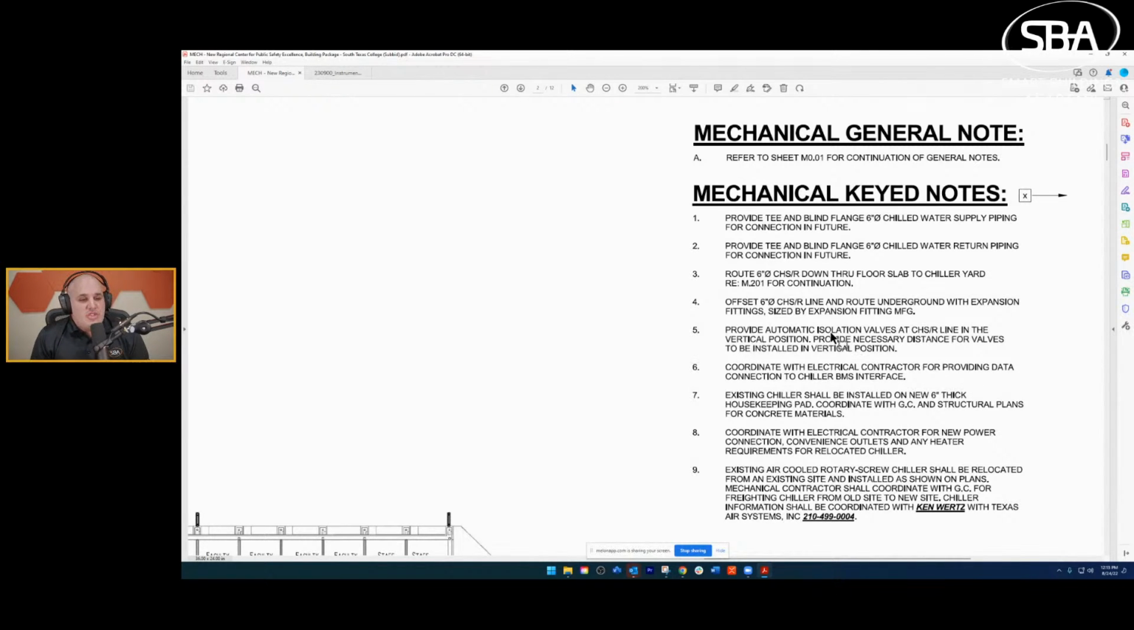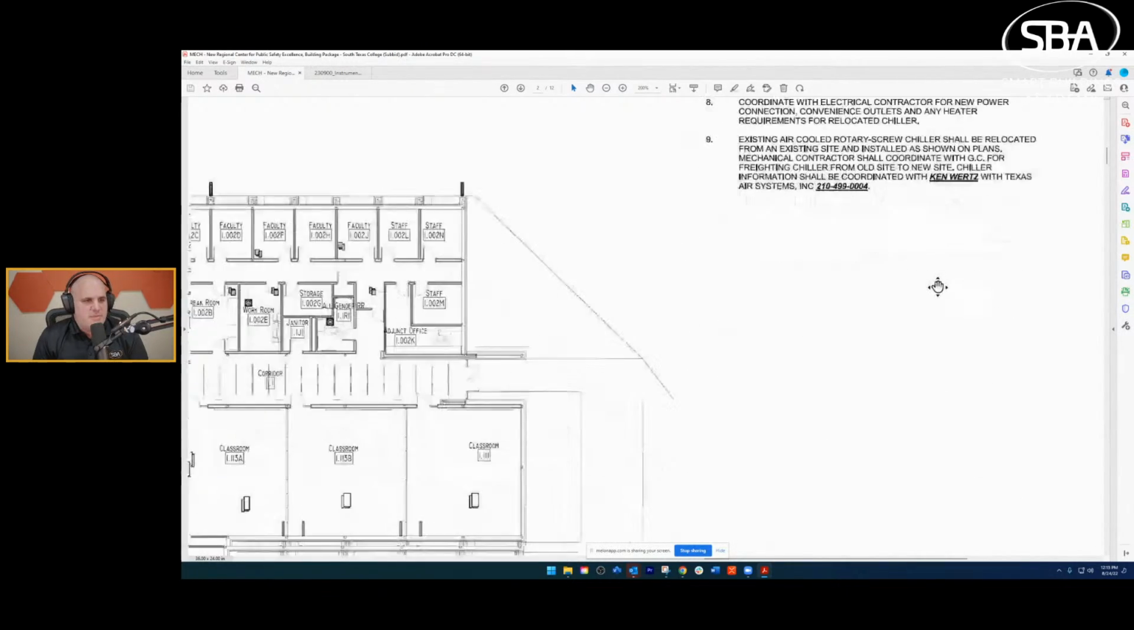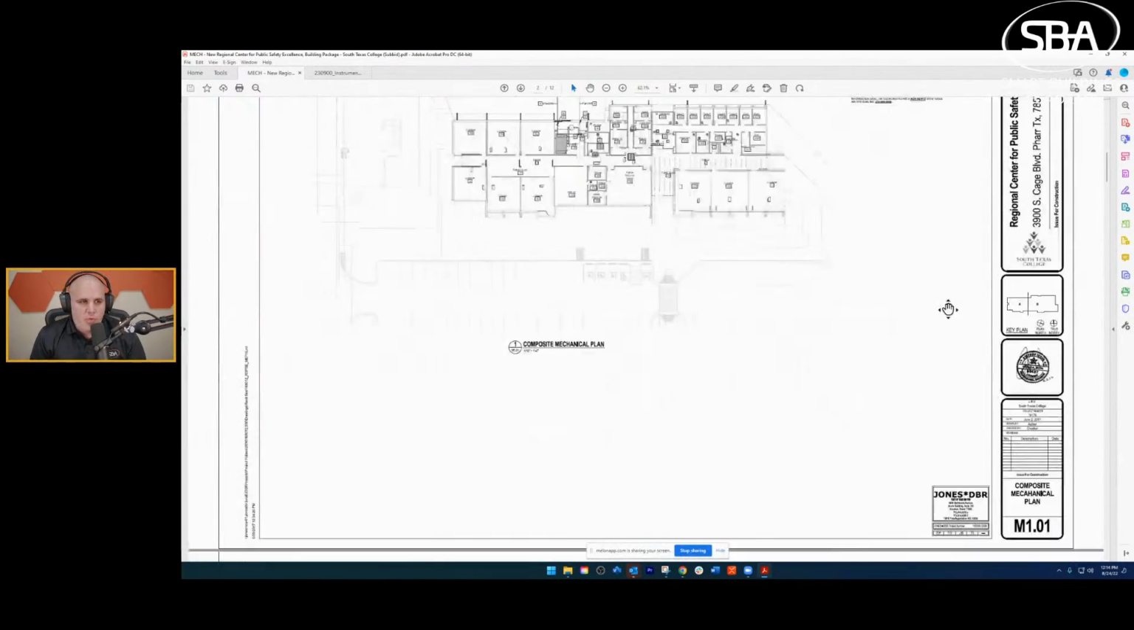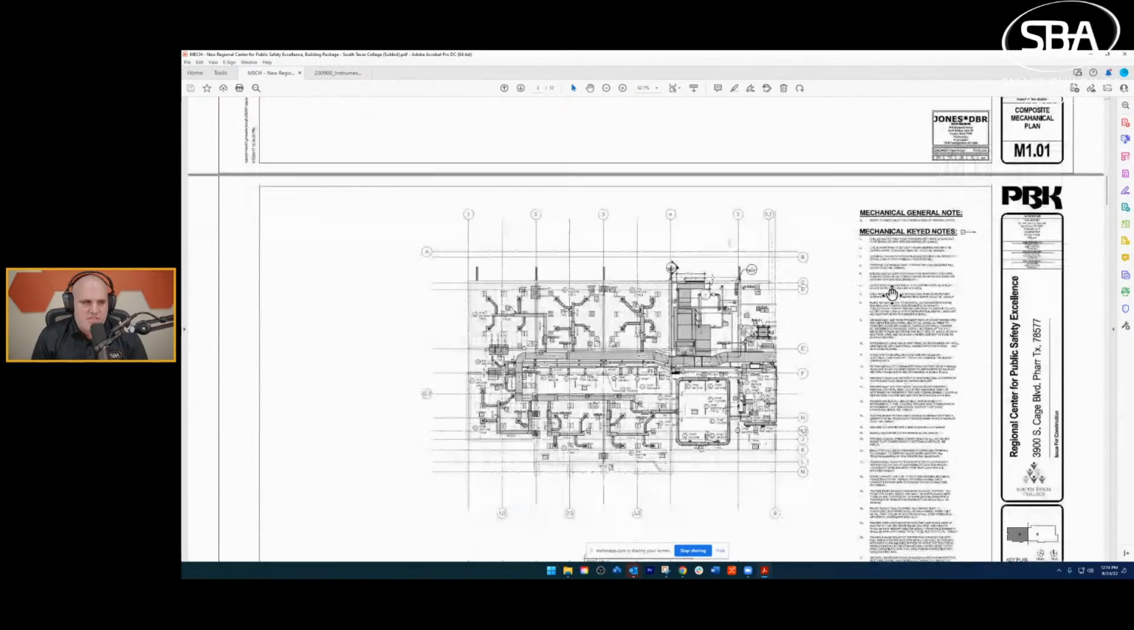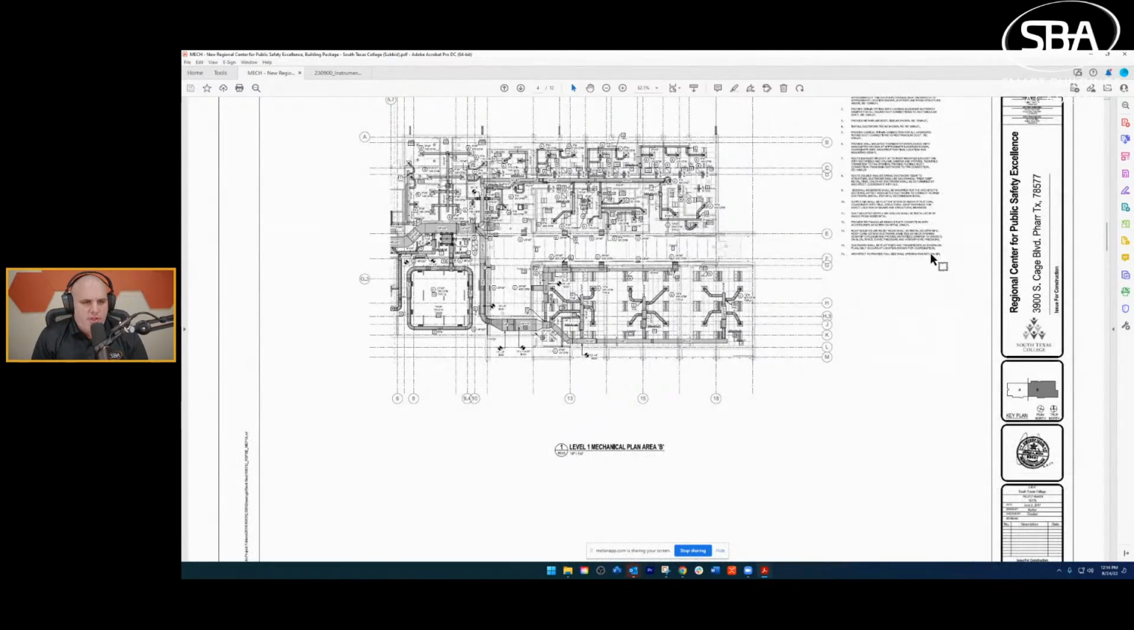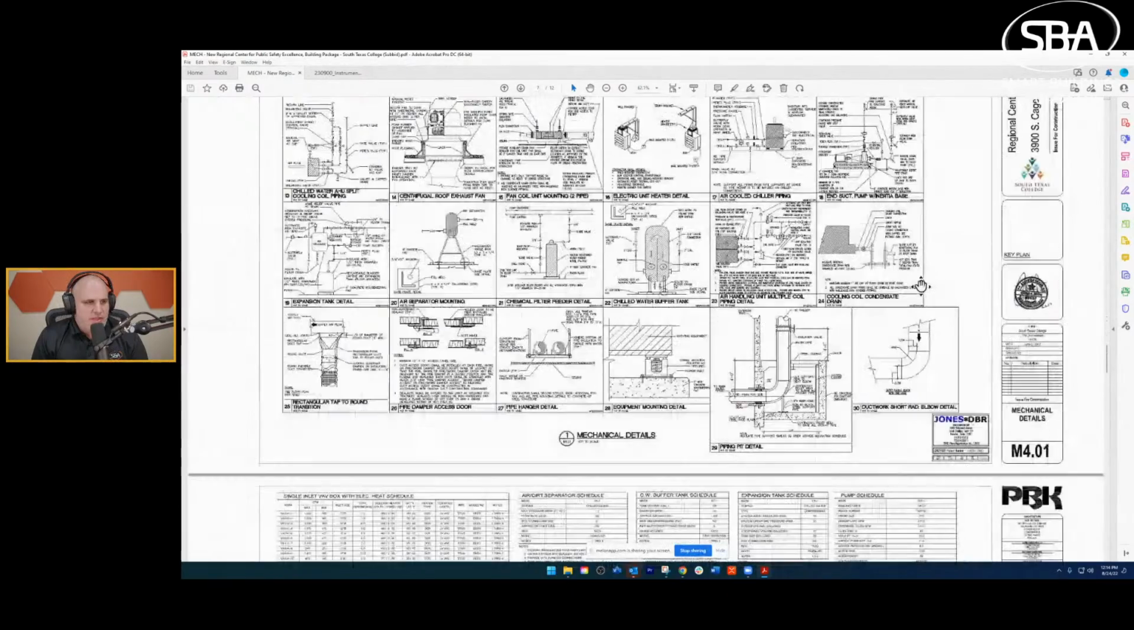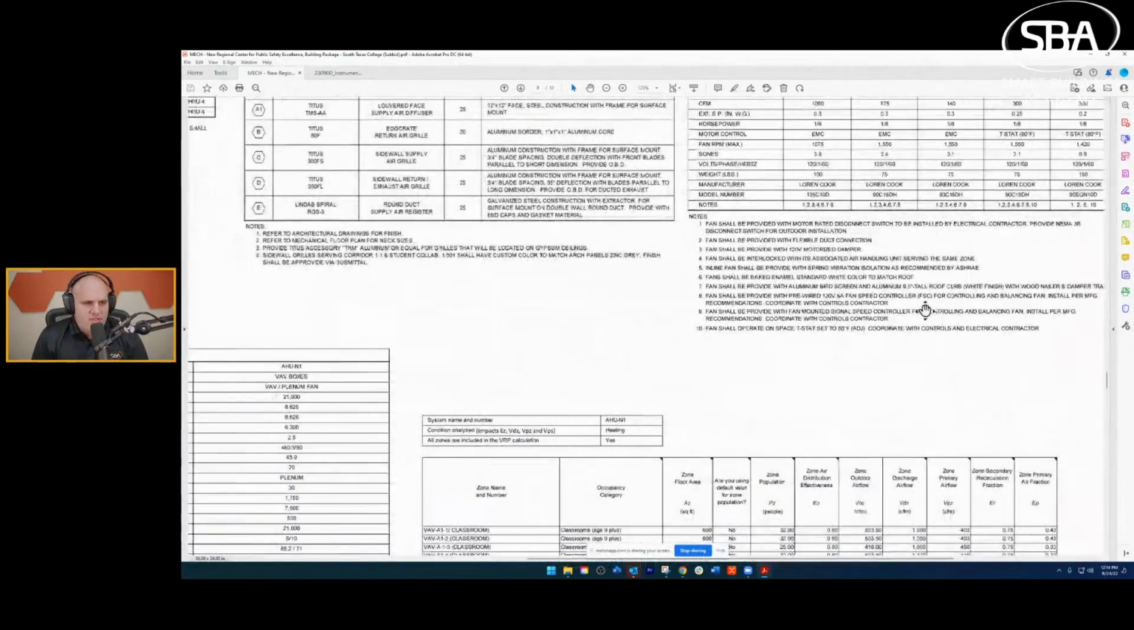All right. So whenever I look at this, the first thing I do is I go through all of the notes, and I make notes of the notes. Anything that potentially could involve me, data to the chiller, something about automatic isolation valves, right? This information would be important to know, especially if I'm providing valves. Then, and I'm not going to take you through every note in this job because that would take a long time. Once I've gone through the notes, I like to go to my equipment schedule.